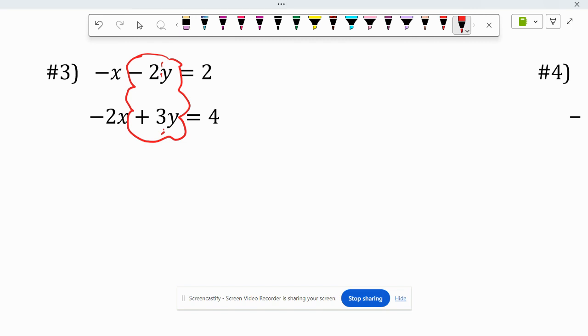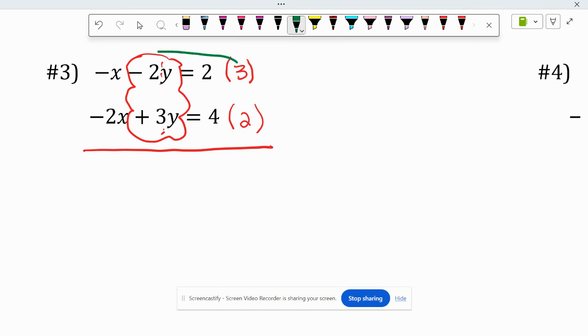So if I take that top equation and I multiply everything by 3, 3 times 2 is going to give me my 6, right? And then I would have to multiply my bottom equation by 2. Let's do that. Let's try that. That's okay. That's all right. I'm sure that we're all learning, okay?